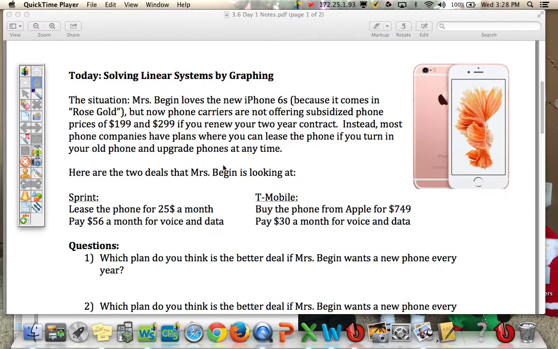Here are the two deals that Mrs. Bajan is looking at. I can lease the phone for $25 a month and pay $56 a month for voice and data, but I have to turn in my own old phone. At T-Mobile, I can buy the phone from Apple for $749, and I can pay $30 a month for voice and data.